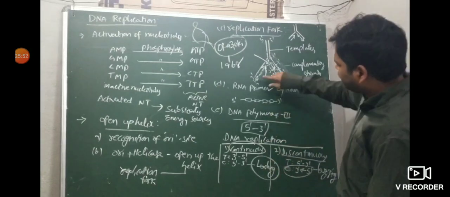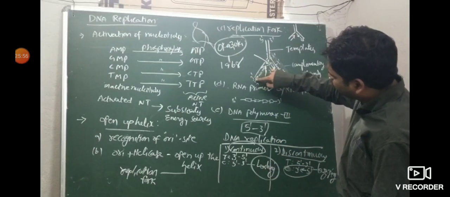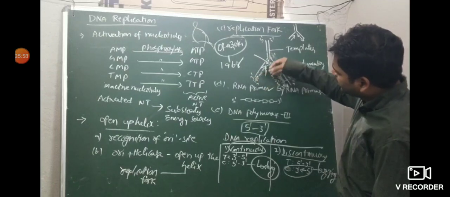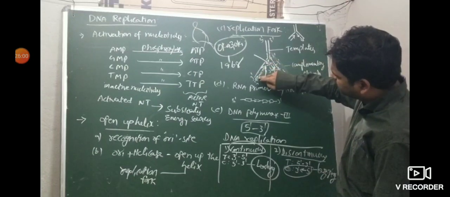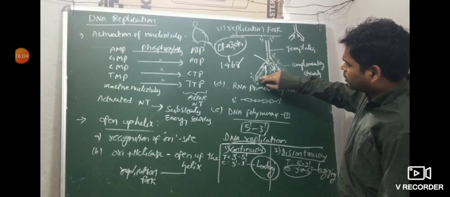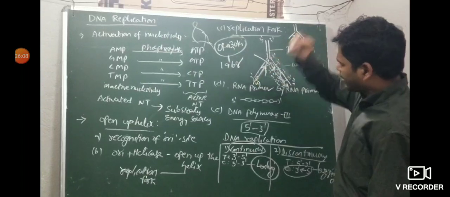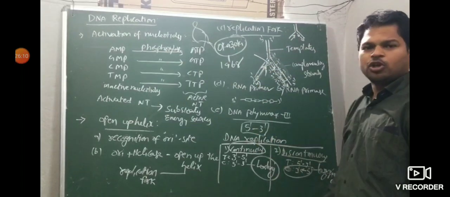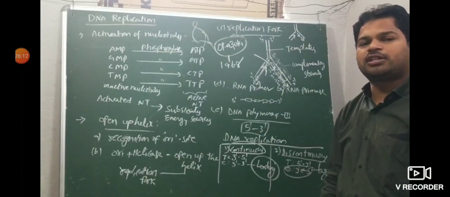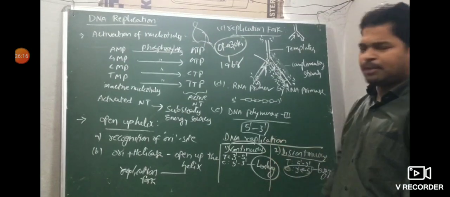DNA polymerase 3 enzyme: the RNA primer is always formed opposite to the template, and the DNA nucleotide joins at the 3' end of the RNA primer because of the hydroxyl group. So a new strand is always synthesized in the 5' to 3' direction only. The new complementary strand is always synthesized in the 5' to 3' direction. That's very important.